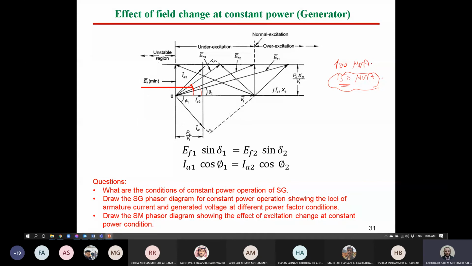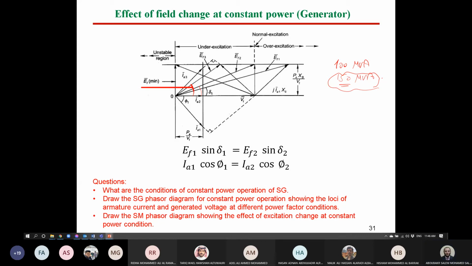If we increase the load from 100 mega to 150, for instance, we need to increase the excitation. And when we increase the excitation, the power angle will be decreased again. Why do we need to decrease the power angle, Shabab? To make the system stable. Exactly, to avoid operation in the unstable region, or to avoid loss of synchronism. This is the right answer.